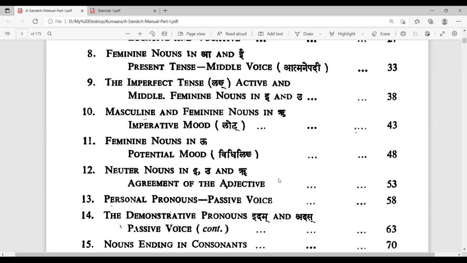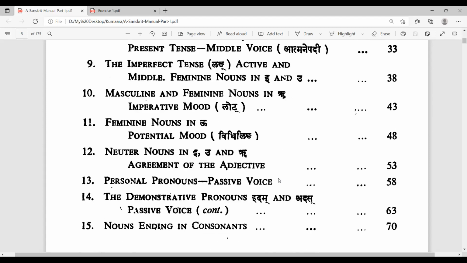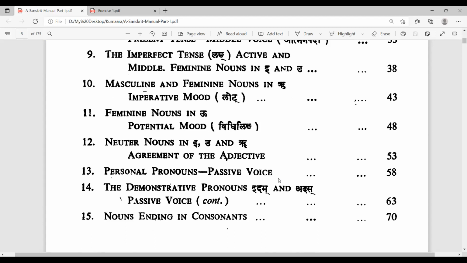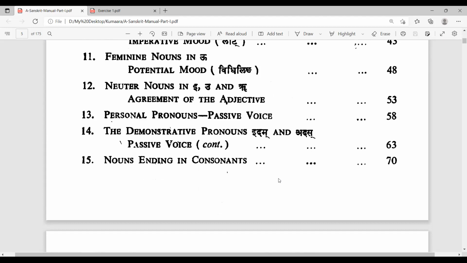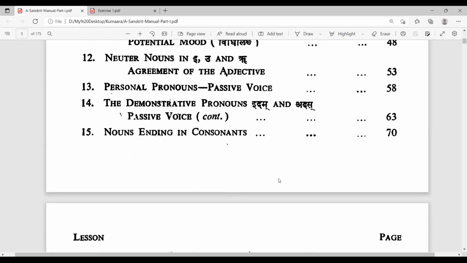Masculine and feminine nouns in Rikaranta, then imperative mode, Lotlakara. Feminine nouns in Ukaranta, then potential mode, Vidhilin. Then neuter nouns in Ikaranta, Ukaranta, and Rikaranta. Agreement of the adjective, that is, Visheshanam, is introduced in this exercise. Then personal pronouns, passive voice. Demonstrative pronouns, idam and others, passive voice.